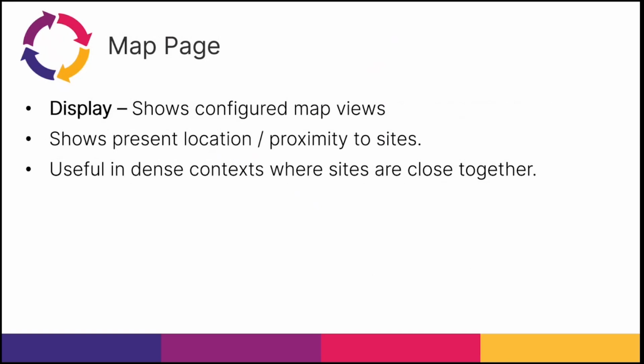The mobile phone also has what's called a map page. So it's on the bottom bar, as I'll show you in a moment. There you can see the configured map views. So if you remember in the earlier lesson, we showed you how you can set up map views for your project. If you set up and save a map view, that map view will be available on the mobile phone.